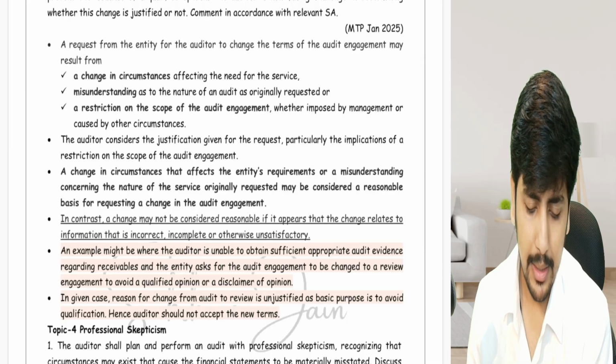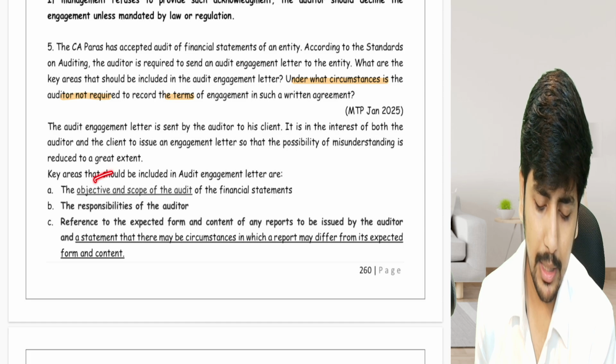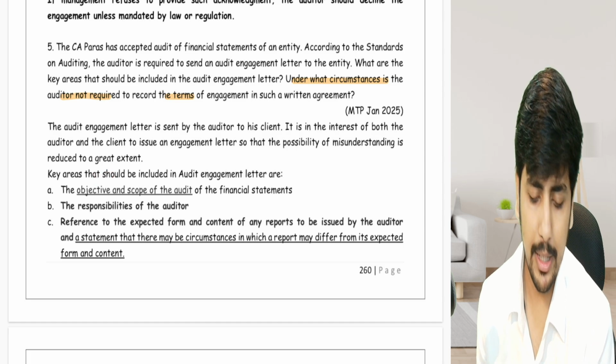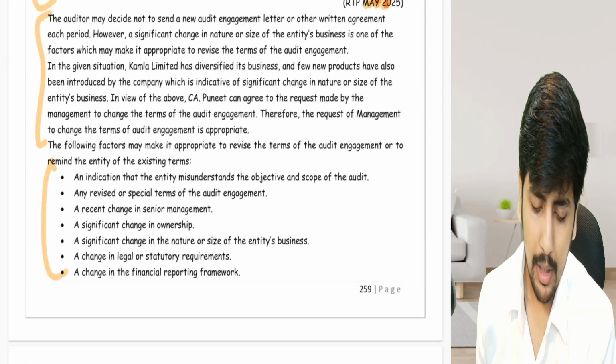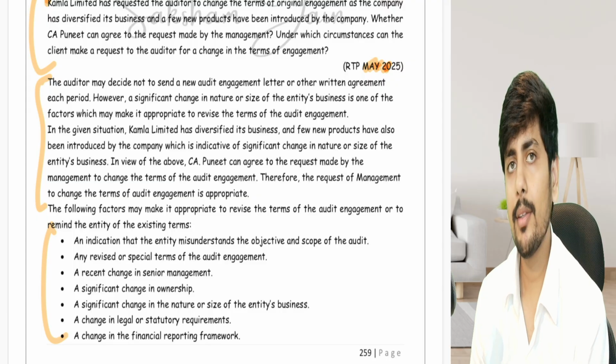Okay, sir. Done. Then if you see, there are some questions relating to key areas that need to be included in the audit engagement letter. There is a question of recurring audit. How can a recurring audit question be asked in your exam?